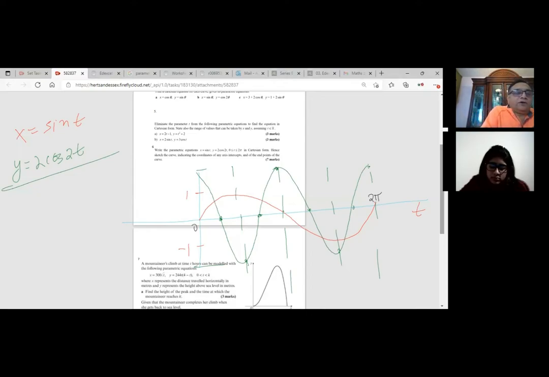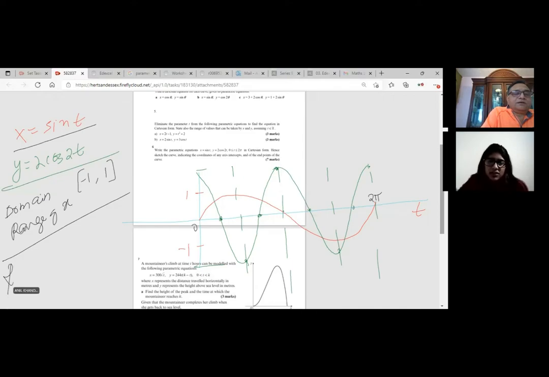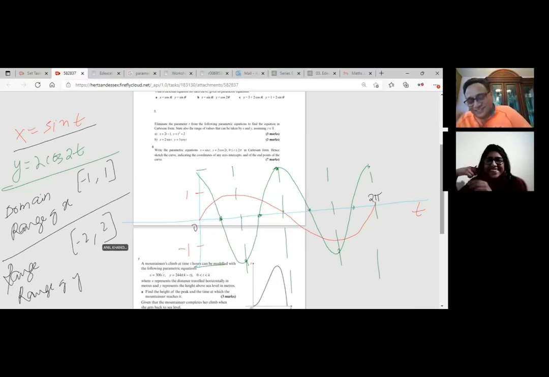And my domain of this function is what? Domain is range of x, which is from -1 to +1. And range is range of y, which is between -2 and 2. Is that clear to you?